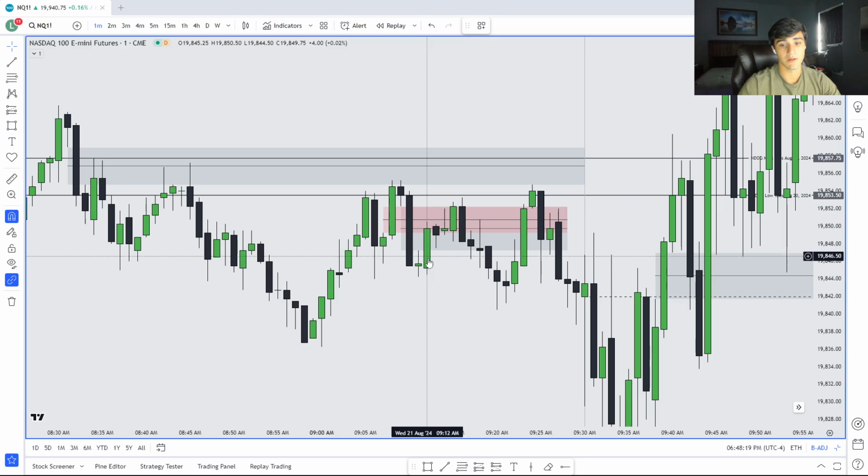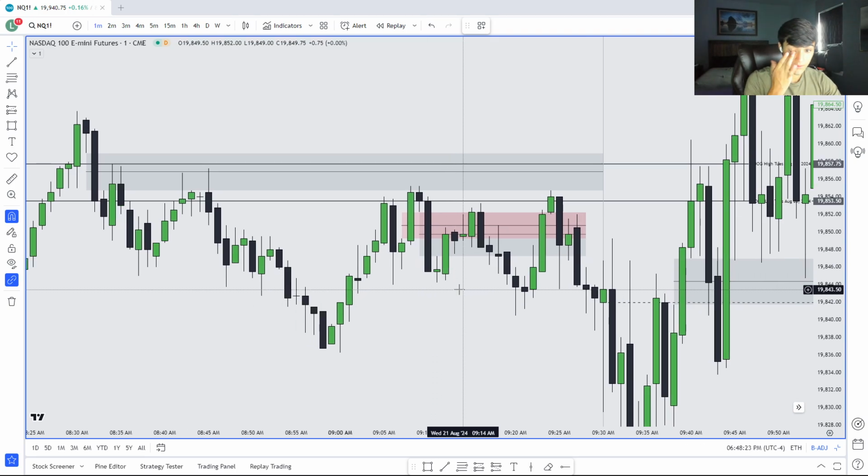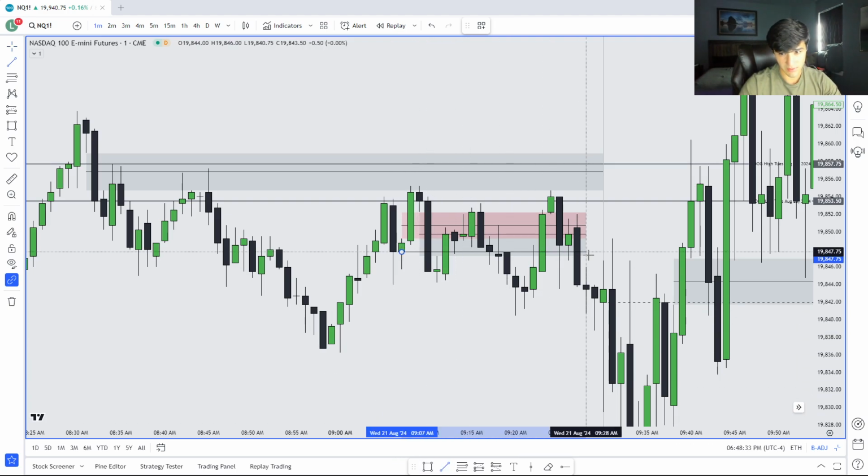But here, what I'm trying to get at is I think if I see an inverse fair value gap and a fair value gap aligned, as well as a change in the state of delivery, that is a trade idea.